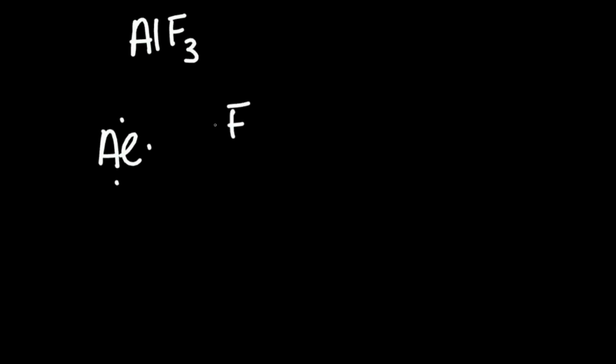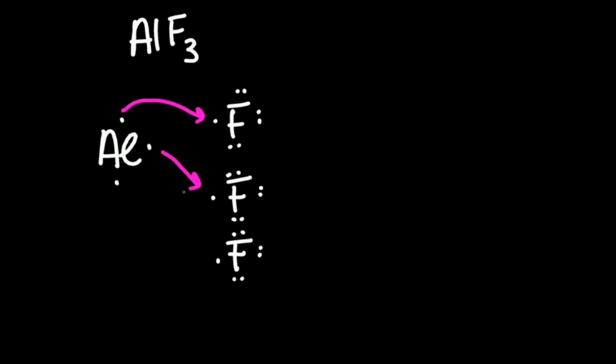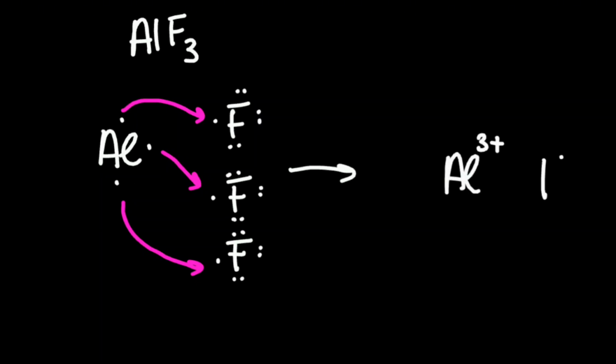What if we have an uneven number of elements in the compound, like in aluminum fluoride? Well, we do the same thing. Aluminum has 3 valence electrons, and we have 3 fluorine atoms, and each of them has 7 valence electrons. So aluminum gives 1 electron to each fluorine atom and becomes a cation, and each fluorine atom becomes an anion.